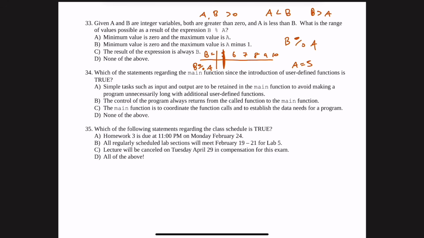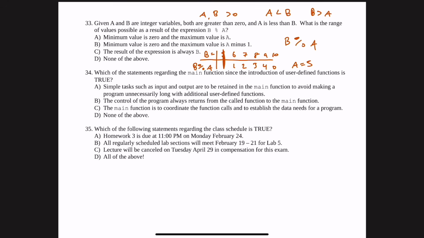6 mod 5 is going to be 1. 7 mod 5 is going to be 2. 8 mod 5 is going to be 3. 9 mod 5 is going to be 4. 10 mod 5 is going to be 0, because 10 is evenly divisible by 5.